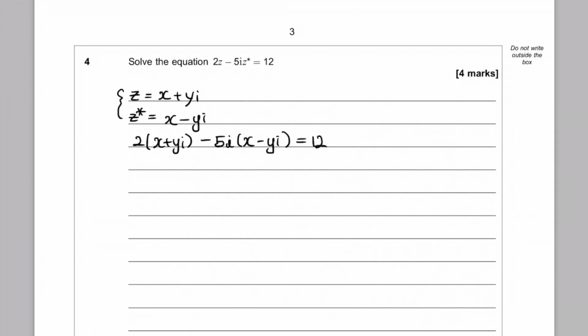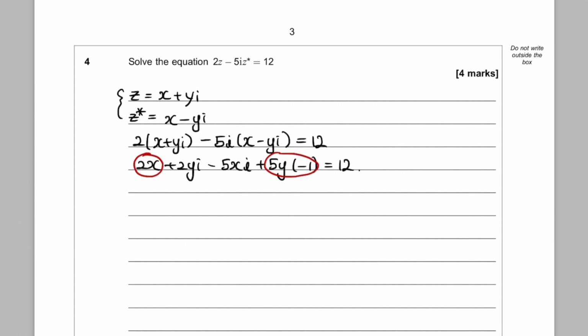So if you just expand this bracket, it's 2x plus 2yi minus 5xi. I swap x and i for the convenience for the next steps. And then we have plus 5y, and then i times i, which gives you negative 1. So that's 12. Now we're going to combine all the real terms. Real term meaning the terms without the i. So that's our 2x and our 5y times minus 1.